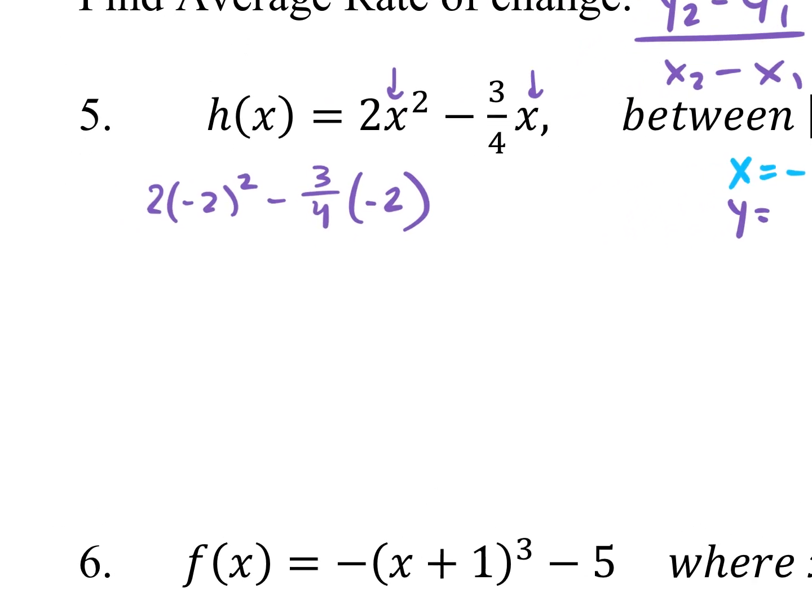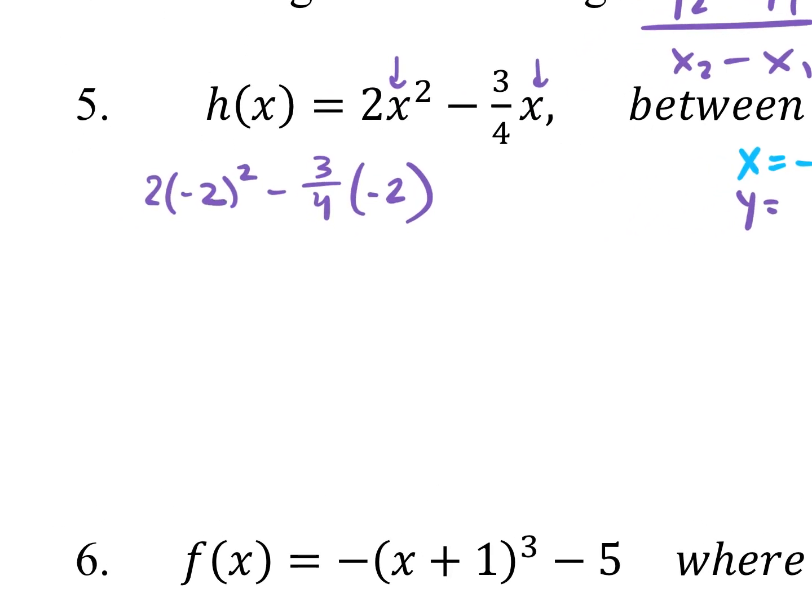Just make sure you follow your order of operations. -2 squared would be +4, and +4 times 2 is 8. Then here I have -3/4 times -2. That would become a positive 6 over 4. And what is 6 over 4 simplified to? 3 over 2. So I have 8 plus 3 over 2. What do I need if I'm adding fractions? Common denominator. So I'm going to change 8 to be 16 over 2.